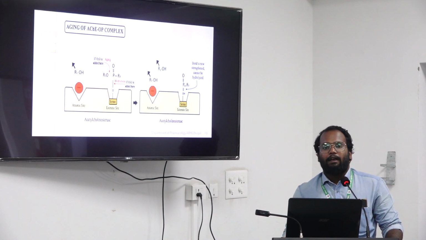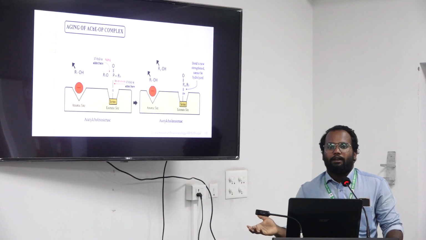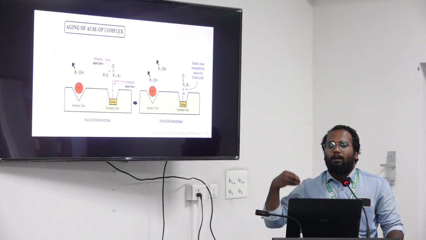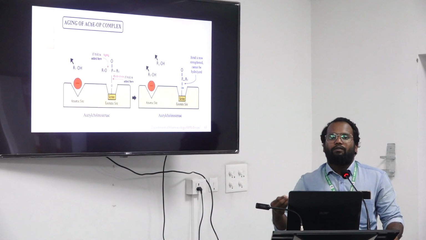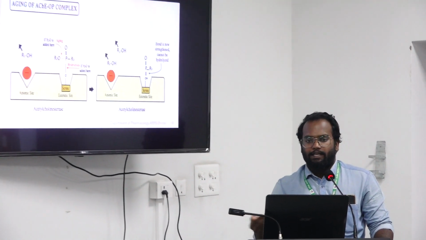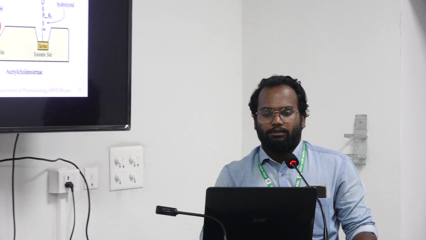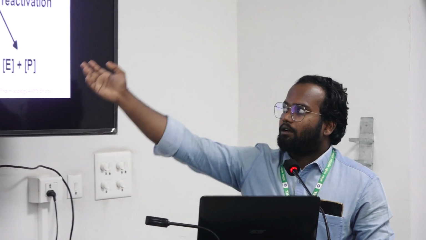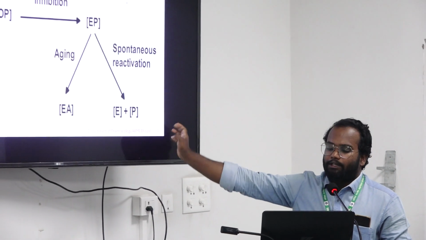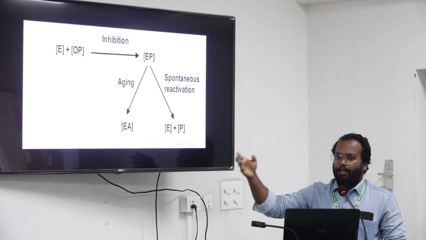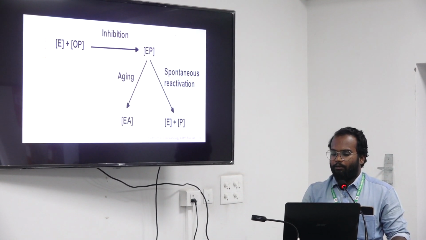Once this aging happens, the enzyme complex is solely dependent on new acetylcholinesterase enzymes to come and destroy the acetylcholine that is left in the synaptic cleft. This is the point we have to take from here, that is the aging concept. So moving on, this is what I told earlier: either it can go for spontaneous reactivation, or it can go for aging and get irreversibly inhibited.